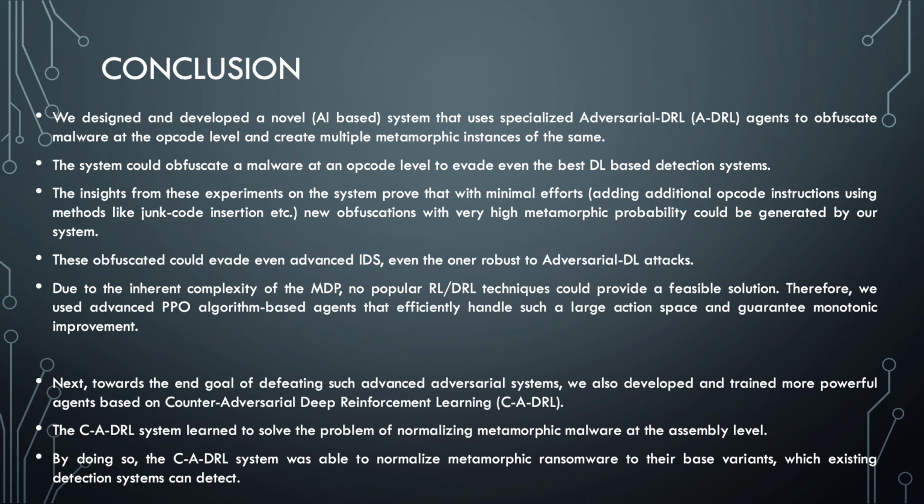And next, towards our end goal of creating a defense system against such AI-generated malware, we trained a counter-adversarial deep reinforcement learning agent-based system. The CADRL system learned how to solve the problem of normalizing the metamorphic malware at the assembly code level, and by doing so, the system was able to normalize metamorphic malware to the base variant, which existing detection systems can detect, thereby creating a very potent defense system against this type of malware.